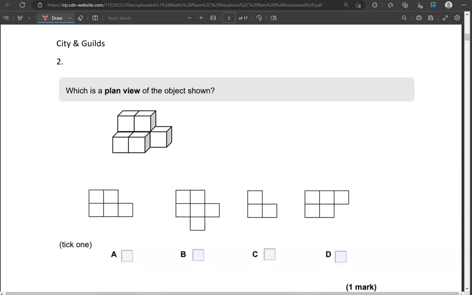Which is a plan view of the object shown? A plan view is when you look at the shape from the top. So from the top we can see these faces, which are square ones. So 3 of them lined up and then 2 underneath, which is option D.